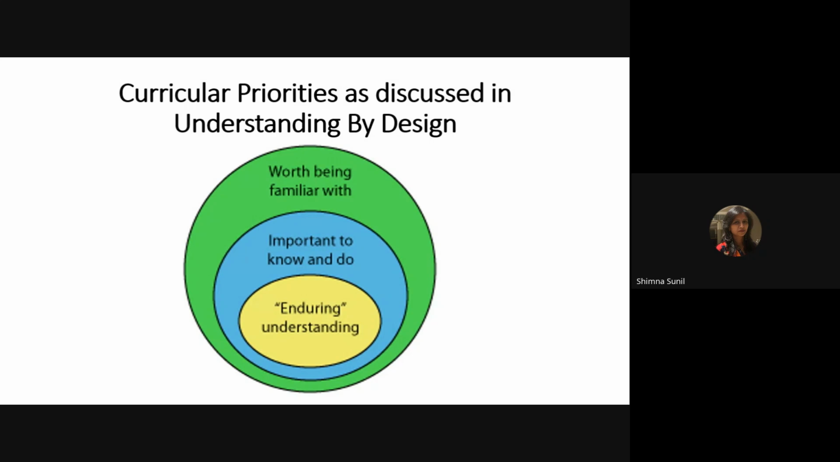If we take a particular chapter and divide it into these 3 parts, we will definitely understand from where our learning outcome will come. Our learning outcome will be in enduring understanding: whatever we want our children to learn, whatever we want them to carry to the next class and lifelong. That is your enduring understanding concept.